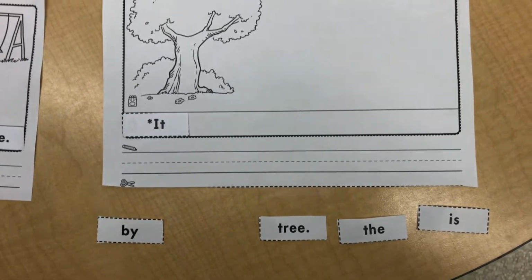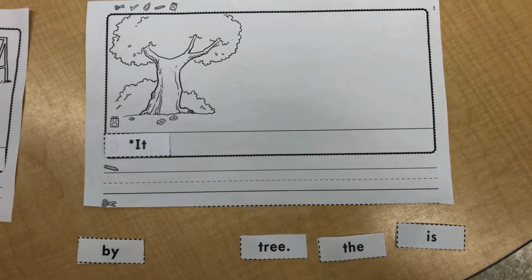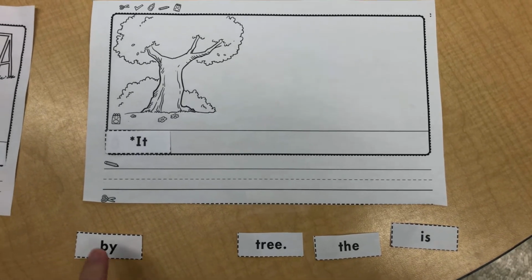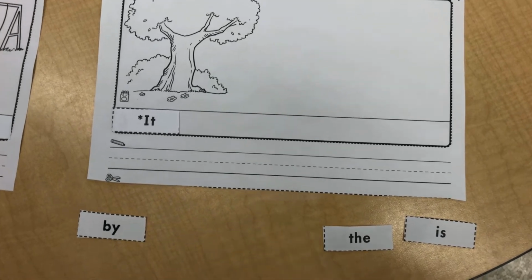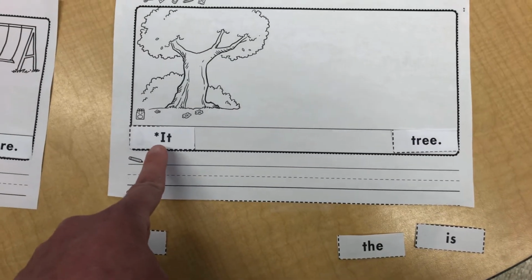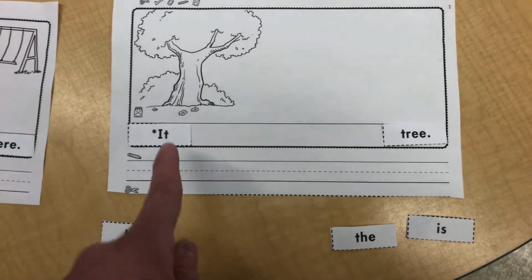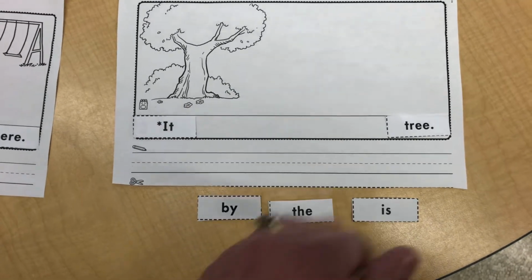And we know at the end of a sentence, it always ends with a period. So punctuation, either a period, an exclamation mark, or a question mark. Here, it's going to be a period. By, tree, the, is, tree has the period. So we're going to glue that one down there. So the beginning, uppercase letter, the end, punctuation. Now we got to figure out which of these words goes in which order.